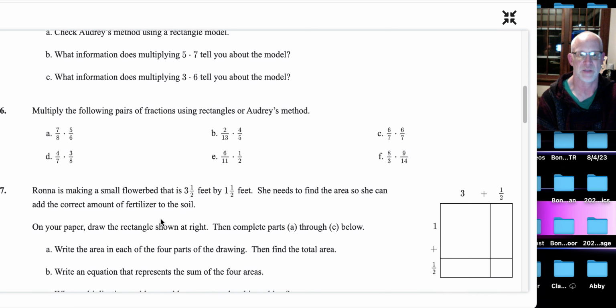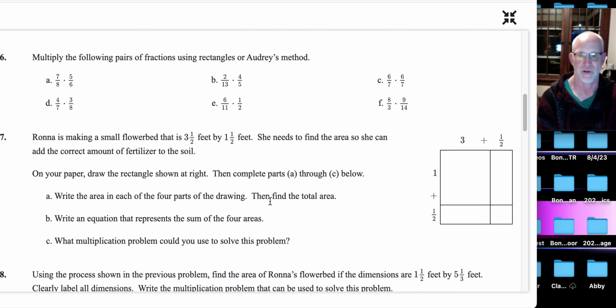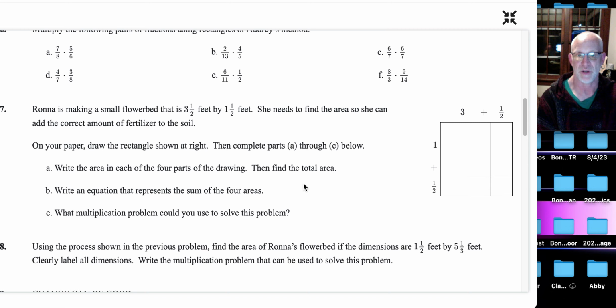Rana is making a small waterbed. That's 3.5 feet by 1.5 feet. She needs to find the area so she can add the correct amount of fertilizer to the soil. On your paper, draw the rectangle shown at right, and then complete the parts. Write the area in each of the 4 parts in the drawing, and then find the total area. Write an equation that represents the sum, and what multiplication problem could you use to solve this problem.